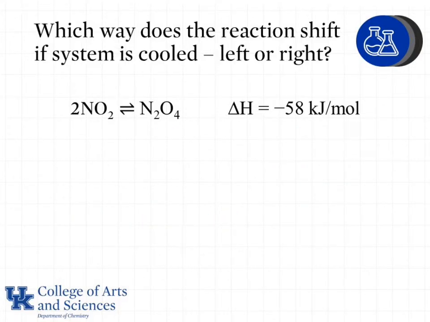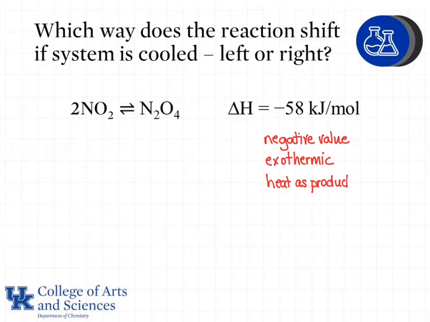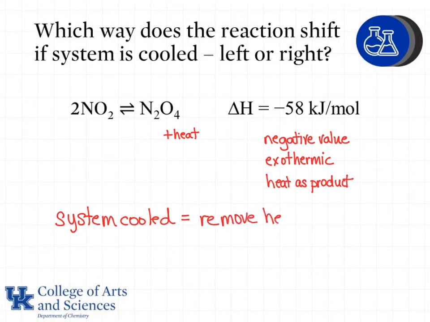Which way does the reaction shift if the system is cooled, left or right? We have a negative enthalpy value, which means it's an exothermic system. So heat behaves as a product. If we are cooling the system, we are removing heat, which is the same as removing a product. And we will see that the reaction will shift to the right in order to produce more heat to compensate for what is being removed.